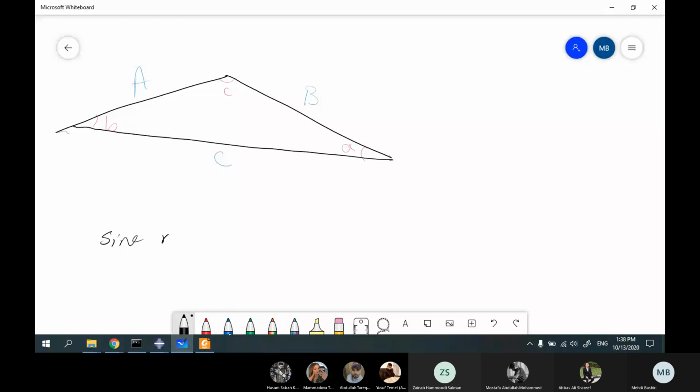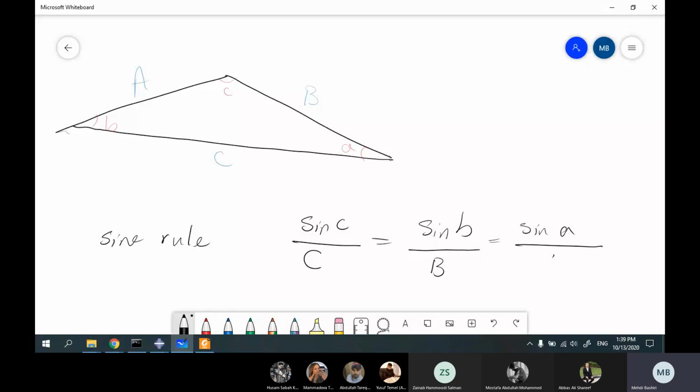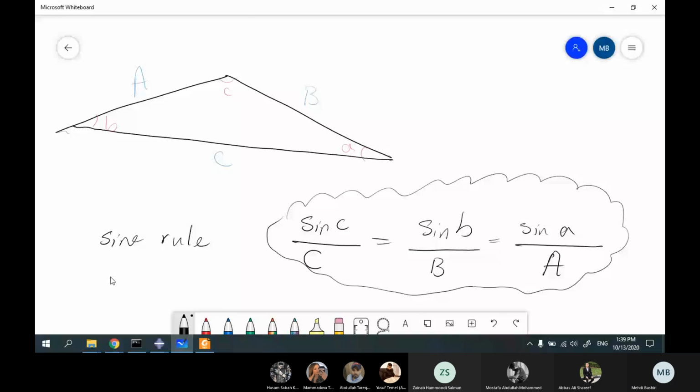What is the sine rule? The sine rule says that sine of C divided by this one is equal to sine of B divided by the front side, which is equal to sine of A divided by A. All these ratios are equal. Okay, this is the sine rule.